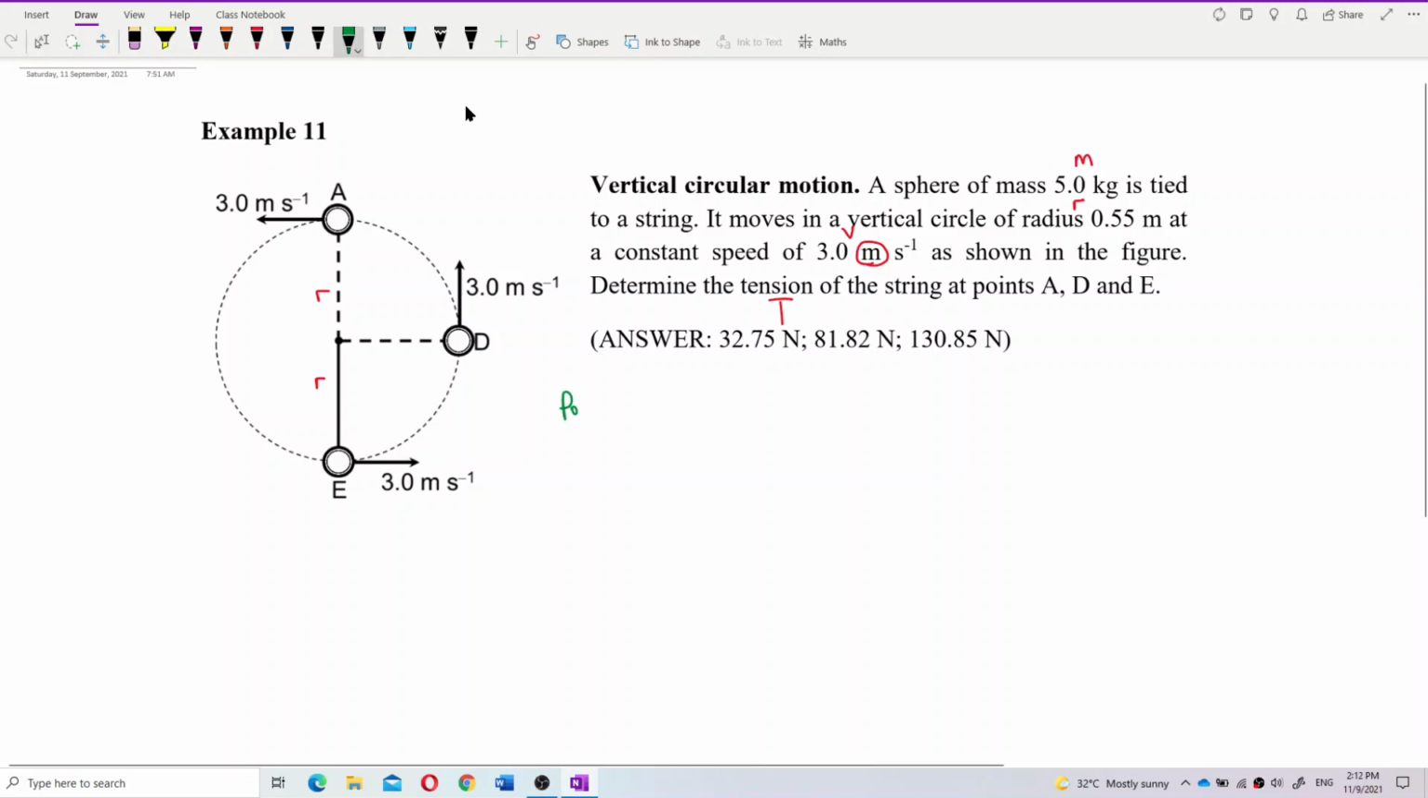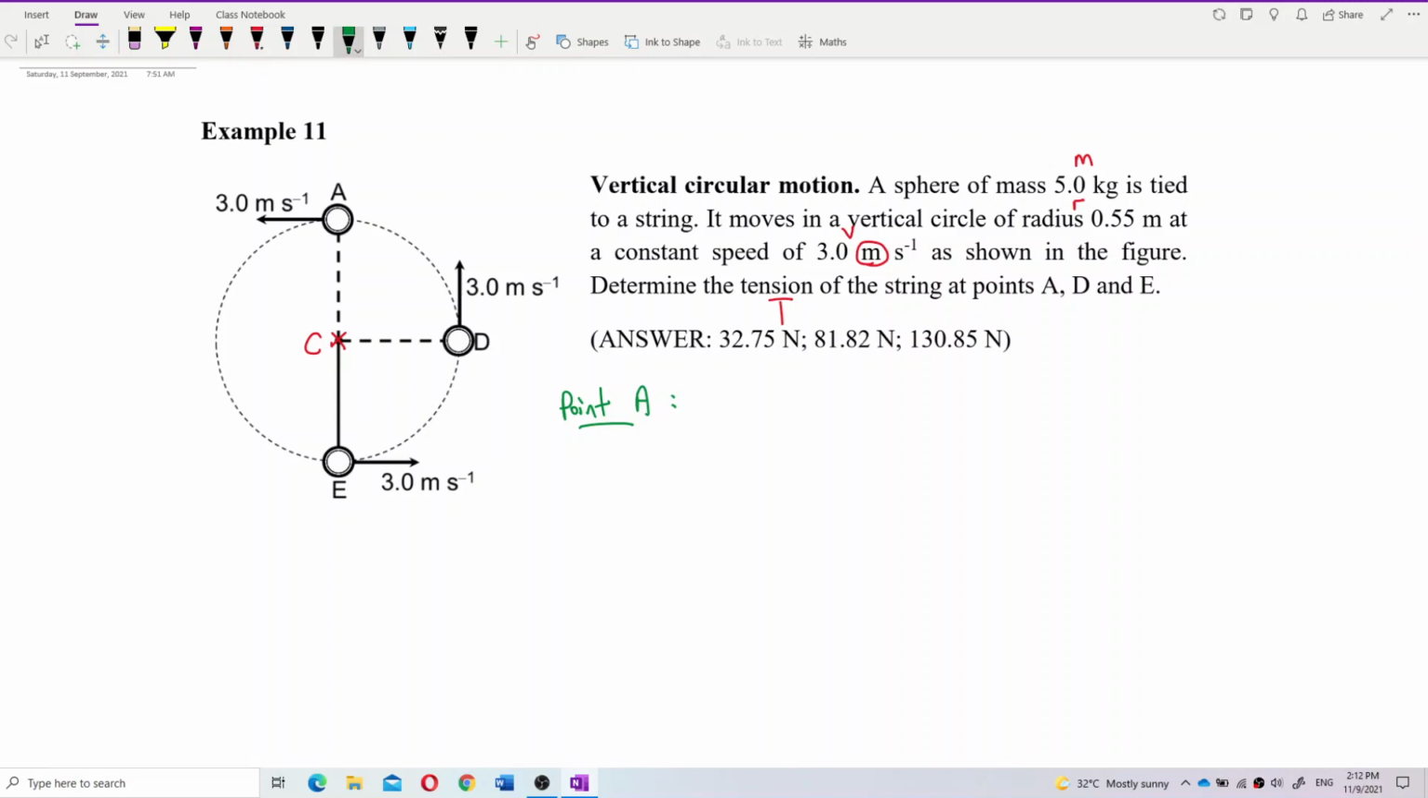This is the point A. I don't want to draw the radius here, so let's draw the free body diagram directly on the figure. At point A, the center is actually at the bottom. This is the center of the circle.